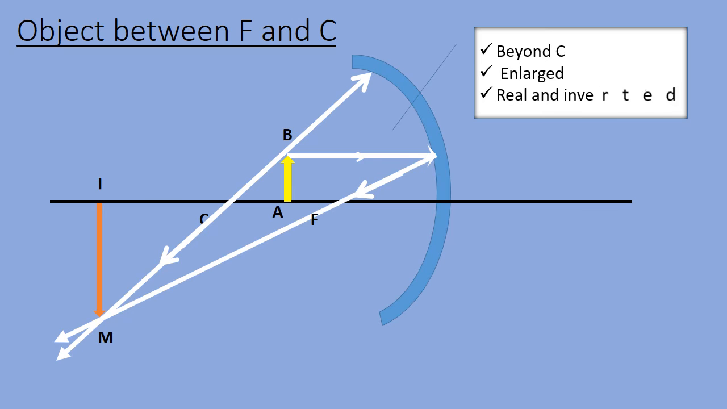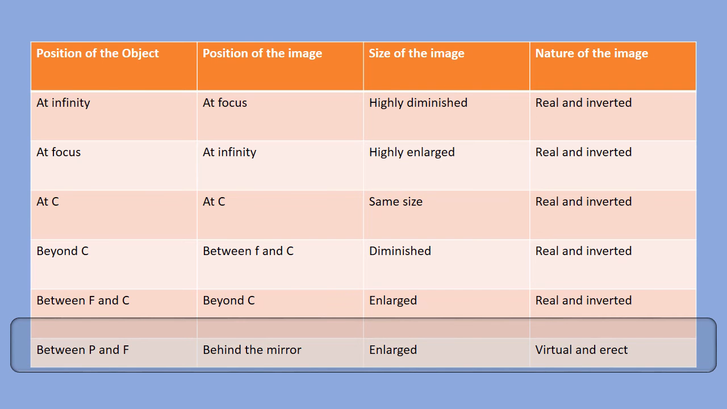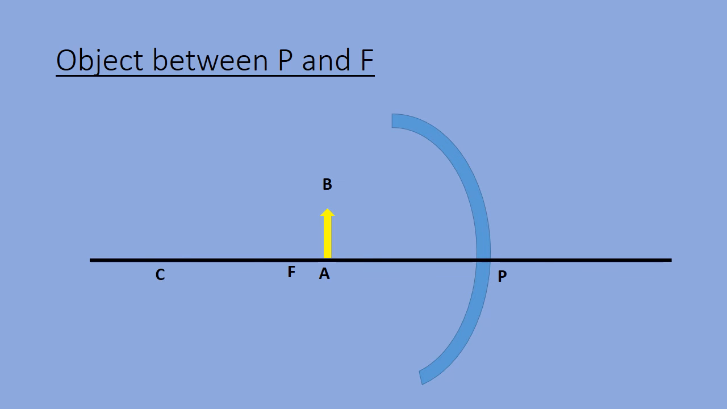Now let's look at the last case, that is when we place the object between F and P. In this case, we'll be getting the image behind the mirror. It would be enlarged and it would be virtual and erect. In this case, we are placing the object between pole and focus of the mirror.